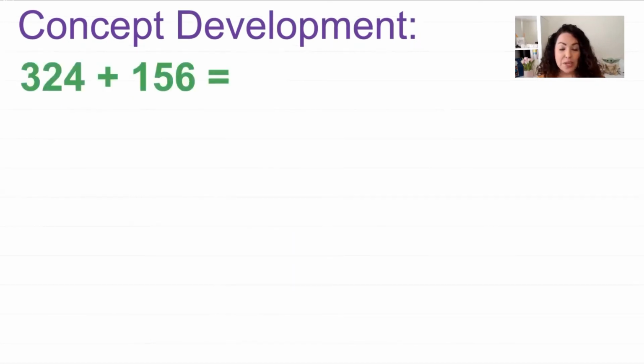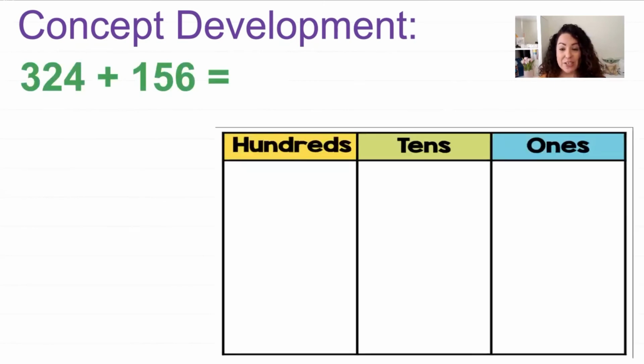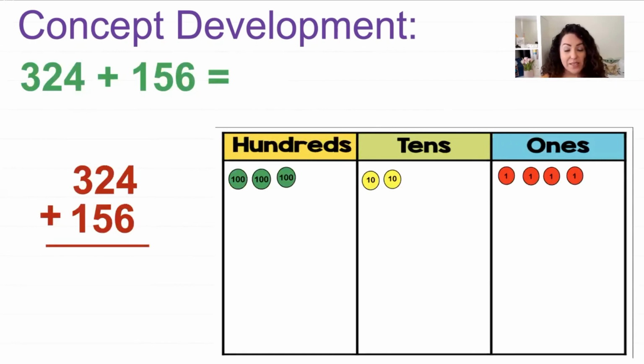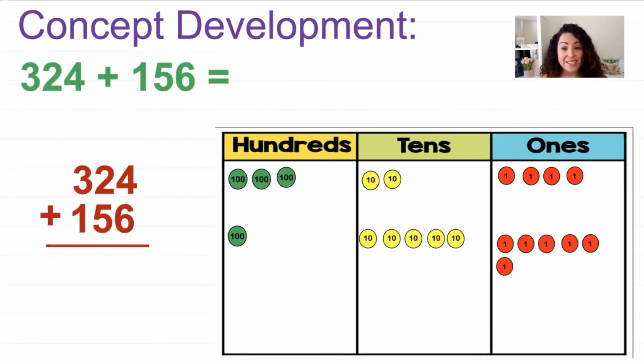Okay, so we have our last problem. 324 plus 156. So I have my place value chart here, and now let's go ahead and look at what the algorithm looks like. It looks just like this, 324 plus 156. So let's make our first number. 3 hundreds, 2 tens, and 4 ones. Now let's make our second number, 100, 5 tens, and 6 ones.